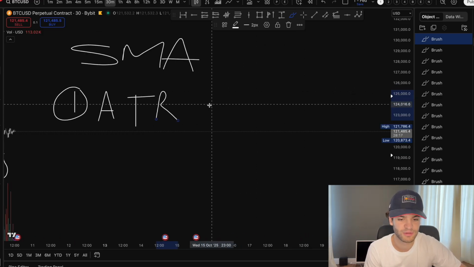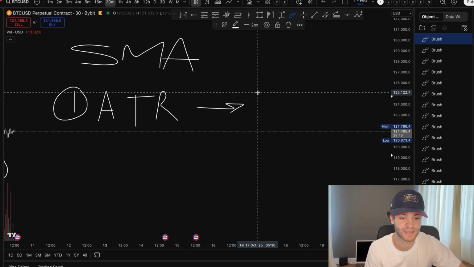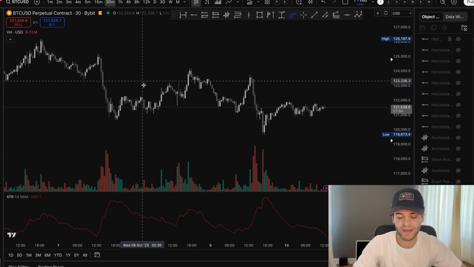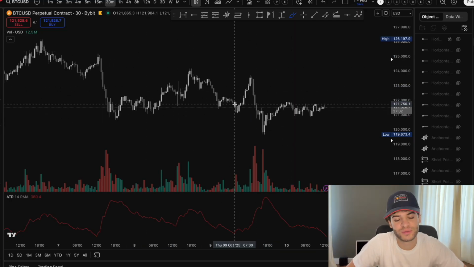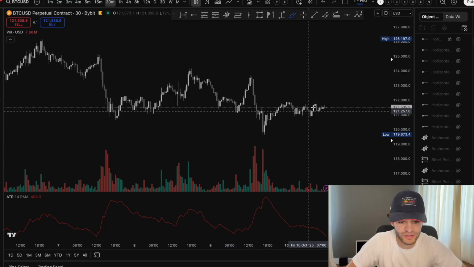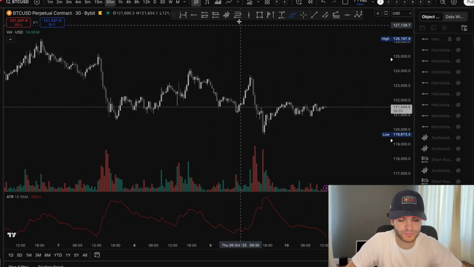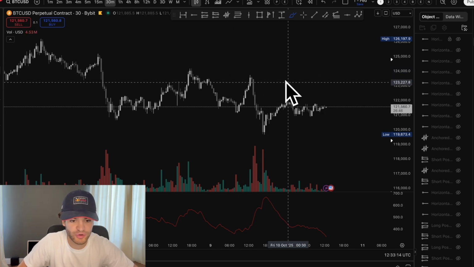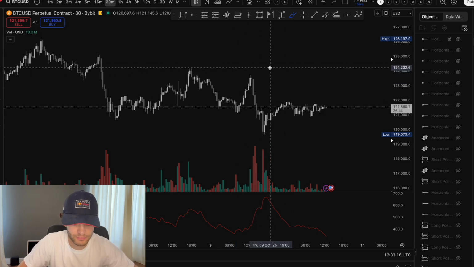Why can this be helpful? It can be helpful for setting your stop loss. And the average true range is useful if you're a beginner because it measures how much, for example, Bitcoin has moved on average during a certain period. So basically it shows you the range of volatility that Bitcoin has had.